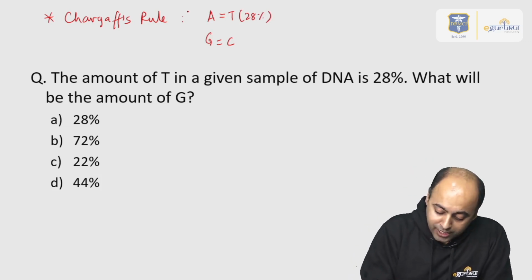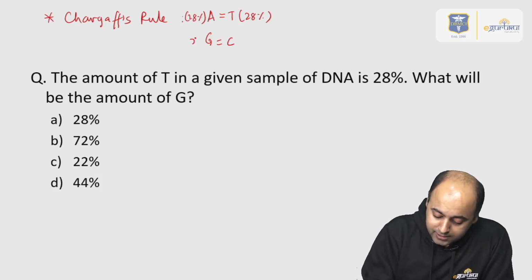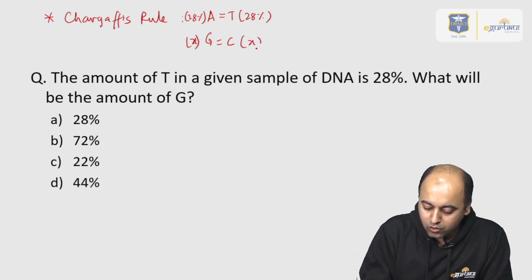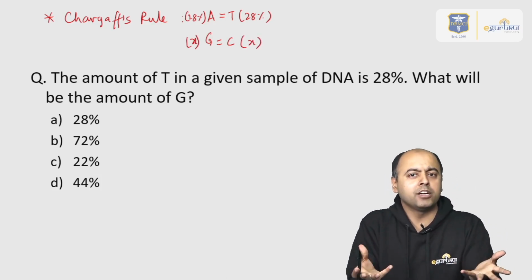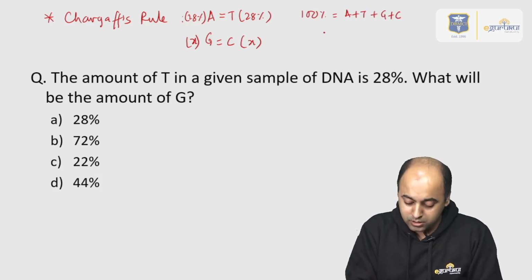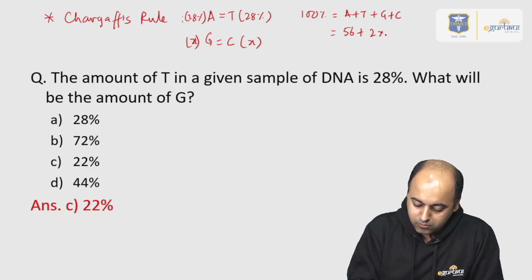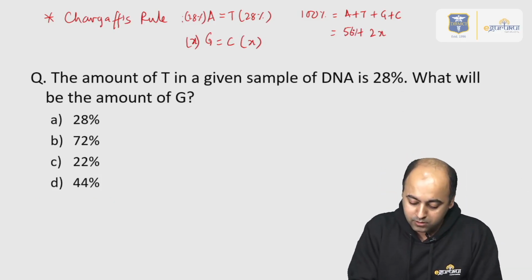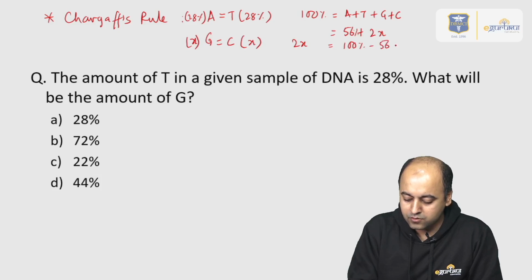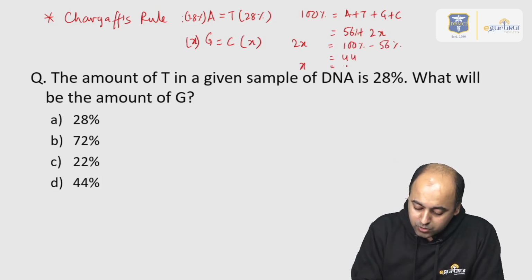This means the amount of adenine is also 28%, right? Let us say the amount of guanine is X, in that case the amount of cytosine will also be X, and when you add all of them, the total should be 100%. So 100% should be equal to A plus T plus G plus C. This means it should be equal to 56 plus 2x. In other words, 2x is equal to 100 minus 56, which is 44, or x should be 22%.